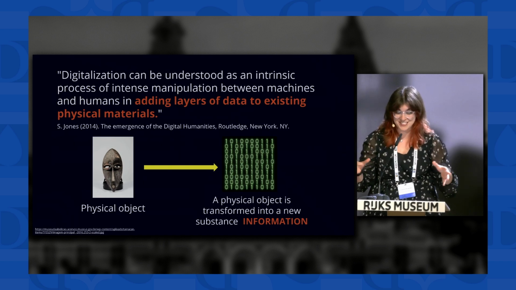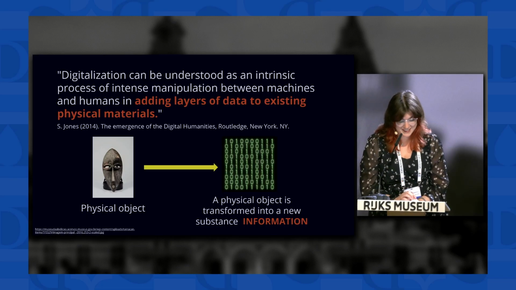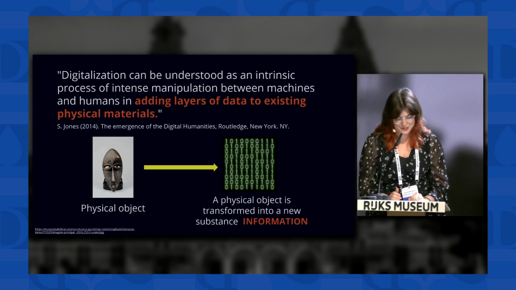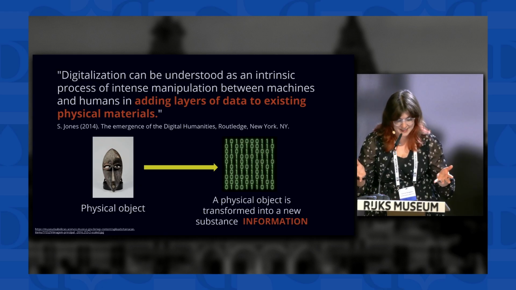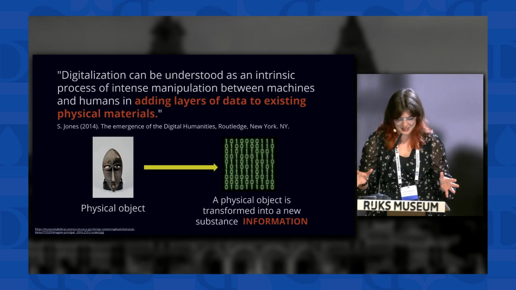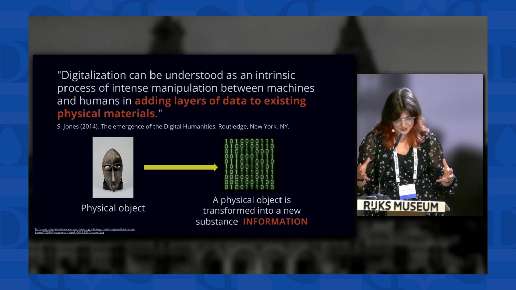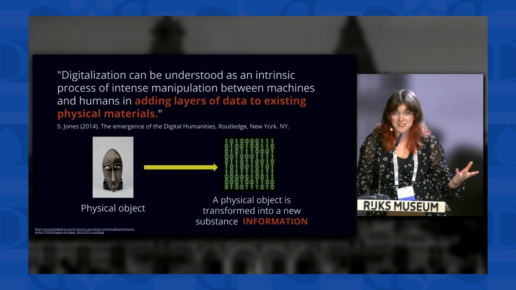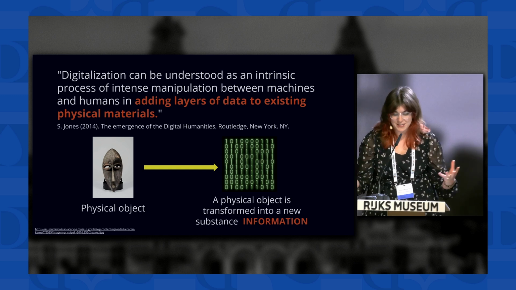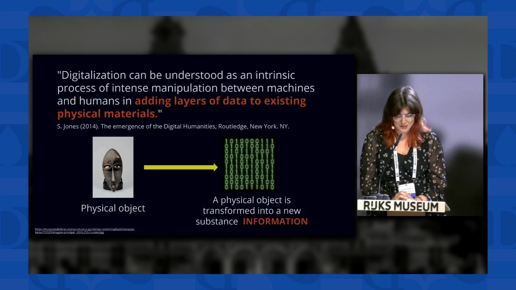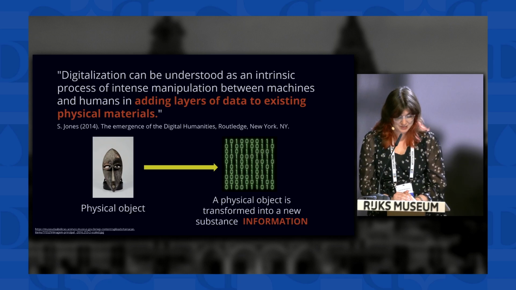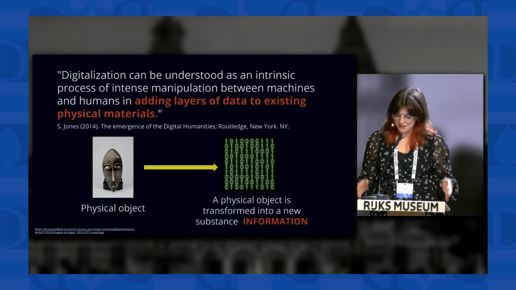So I love this quote: digitalization can be understood as an intrinsic process of adding intense manipulation between machines and humans and adding layers of data to existing physical materials. So when a physical object is digitized, it's transformed into this new substance, information. And the separation of information from its physical form, it's a major shift with profound implications for the production, management, and engagement with cultural heritage. So objects in a digital form can be manipulated, they can be shared, they can be accessed globally, offering new ways for communities to connect with their heritage. However, this transformation also raises questions about what might be altered or lost when something becomes just data.